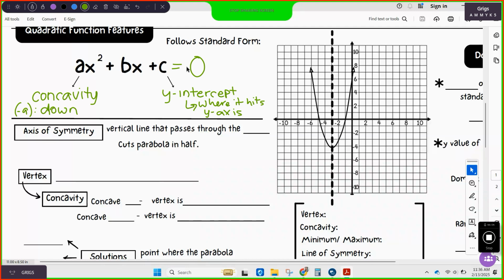What's the word symmetry mean? Even on both sides. Same on both sides? So if I had a heart and I cut it down the middle, in a perfect world, that heart would be exactly equal on both sides, correct? Okay, so that has symmetry to it. So our axis of symmetry is going to be the vertical line that passes through the x-axis, and it's cutting the parabola in half. And the equation to it is always going to be an x equals situation.